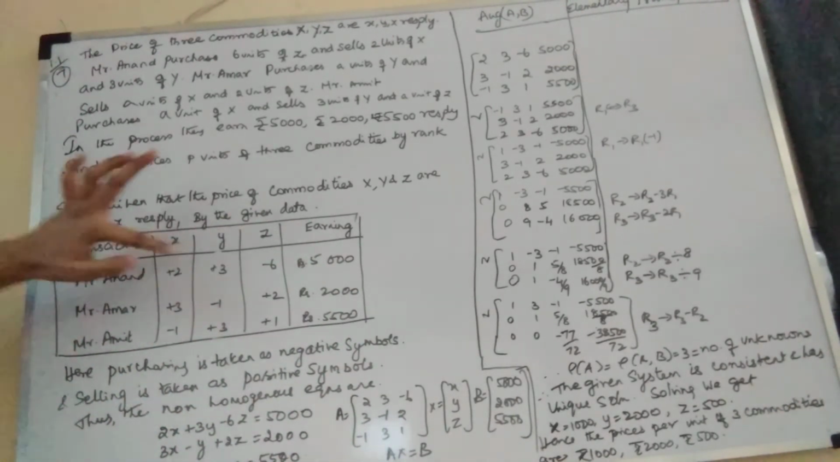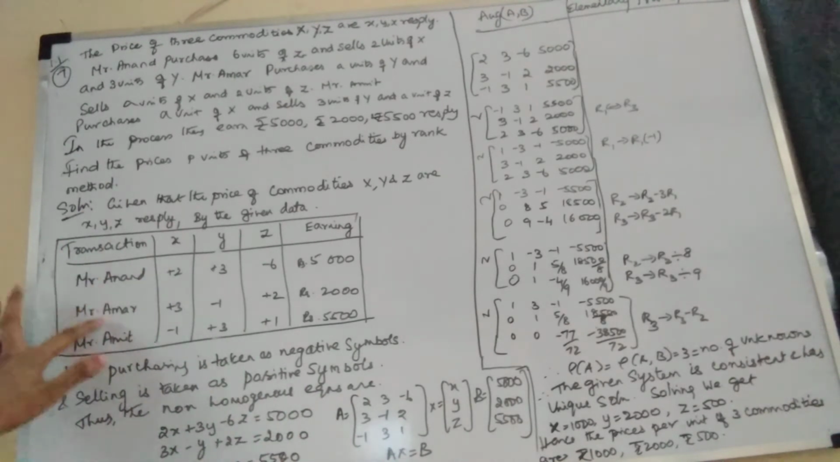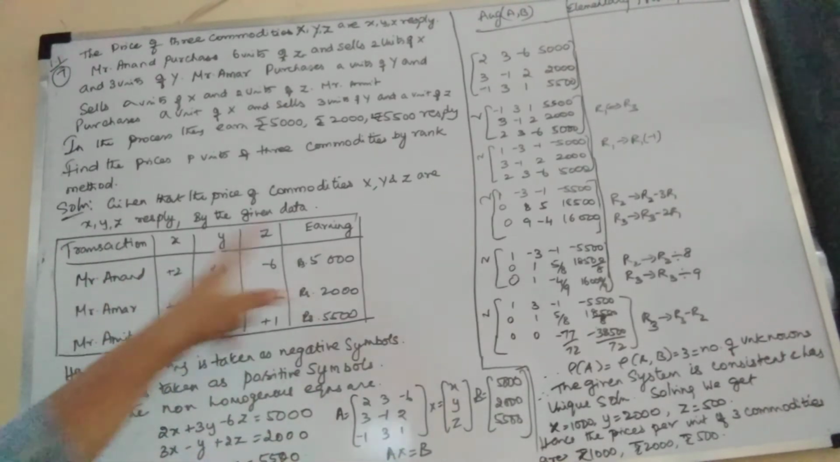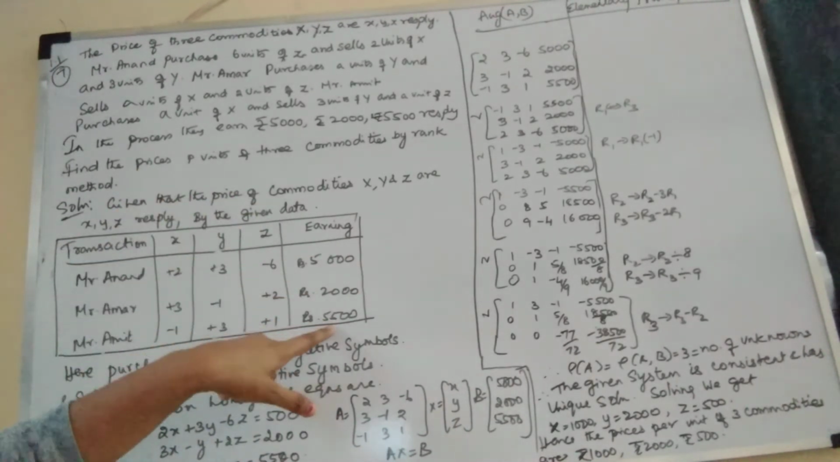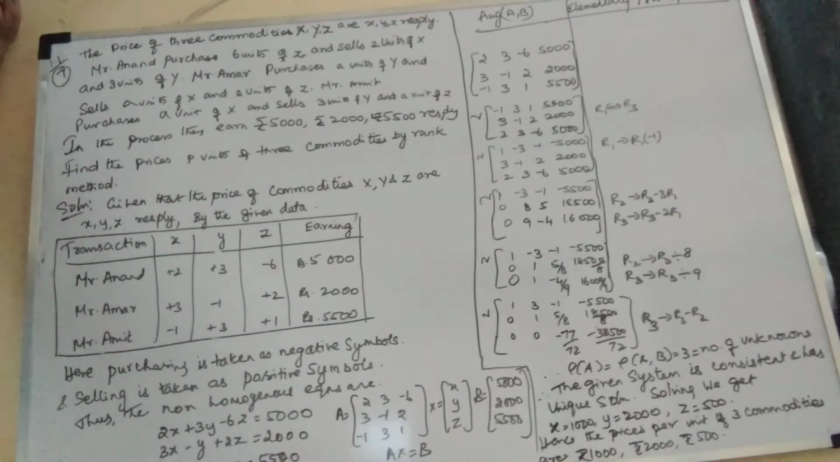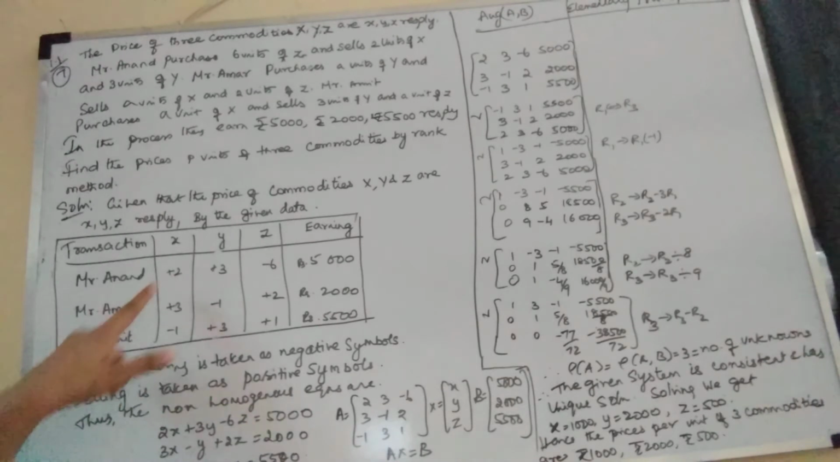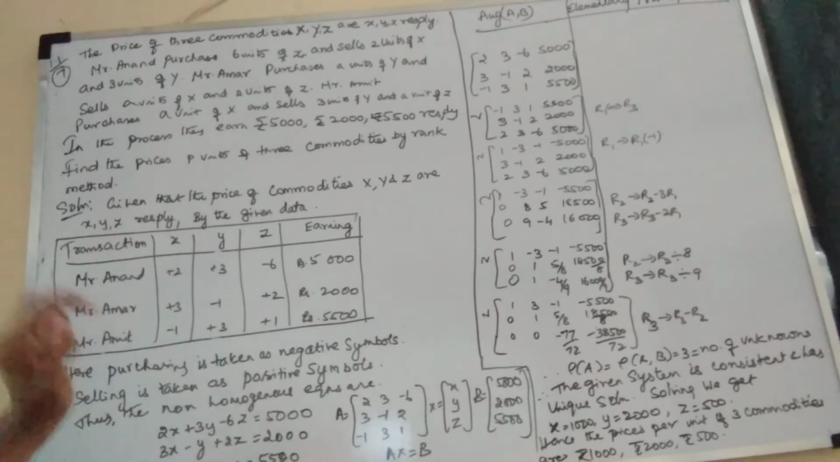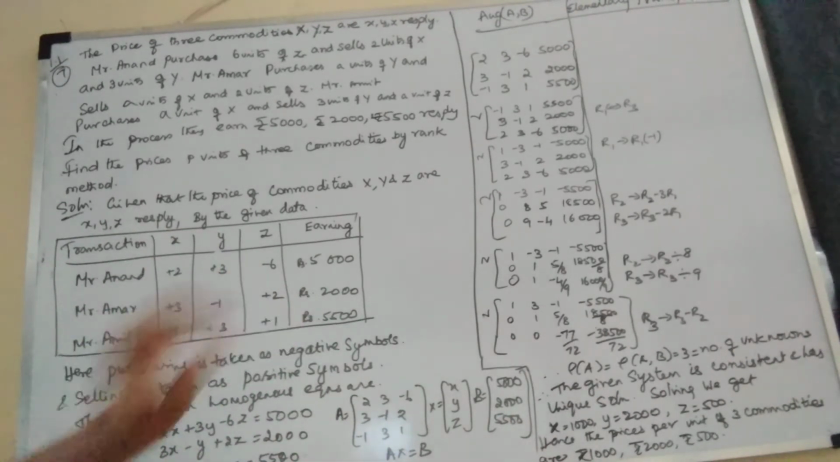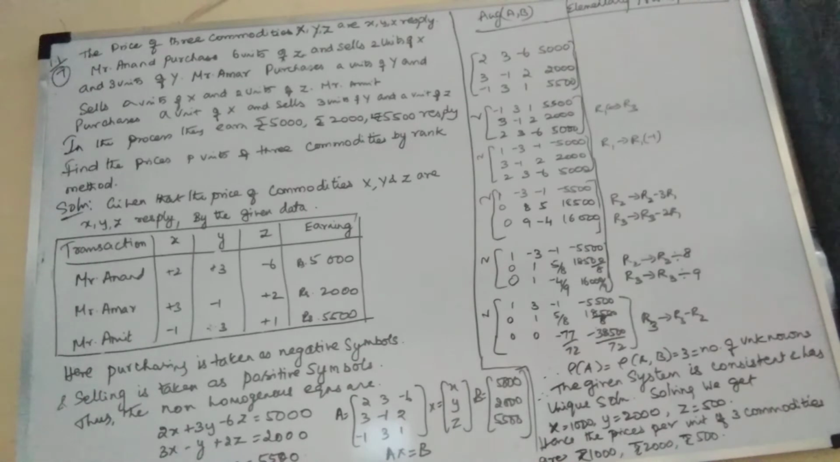So first you have to frame the equations in small x, y, z. Mark the units Mr. Anand, Amar and Amit purchase and sell, and the earnings in this process are 5,000, 2,000, 5,500 accordingly. You have to find the prices per unit of X, Y, Z using the rank method. So put the equations in matrix form. Write the equations first: 2x plus 3y minus 6z is 5,000. 3x minus y plus 2z is 2,000. Minus x plus 3y plus z is 5,500.